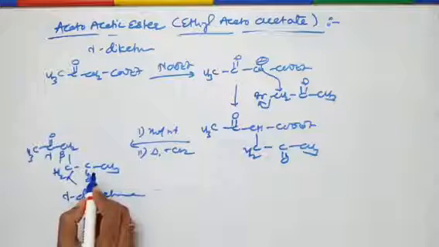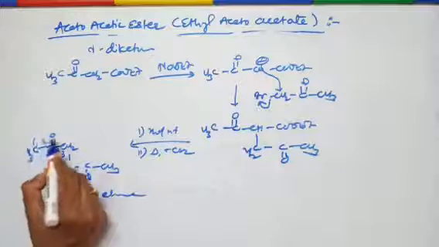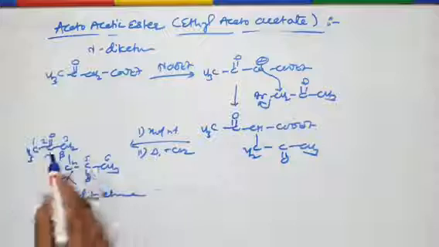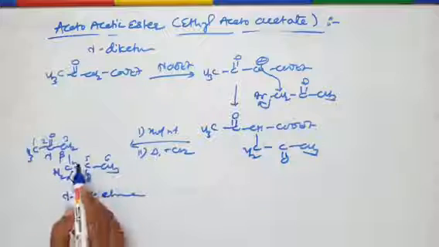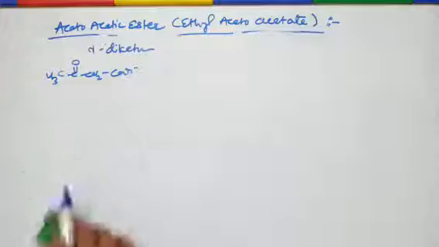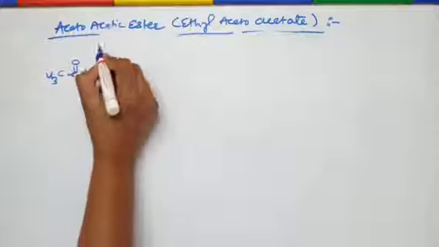And the IUPAC name of this compound is 2,5-hexanedione. 1, 2, 3, 4, 5 and 6 carbons are there, and at 2 and 5 there are ketonic functional groups, therefore it is 2,5-hexanedione. Okay, now the next application is the synthesis of beta diketone. That is the last application, synthesis of beta diketone.